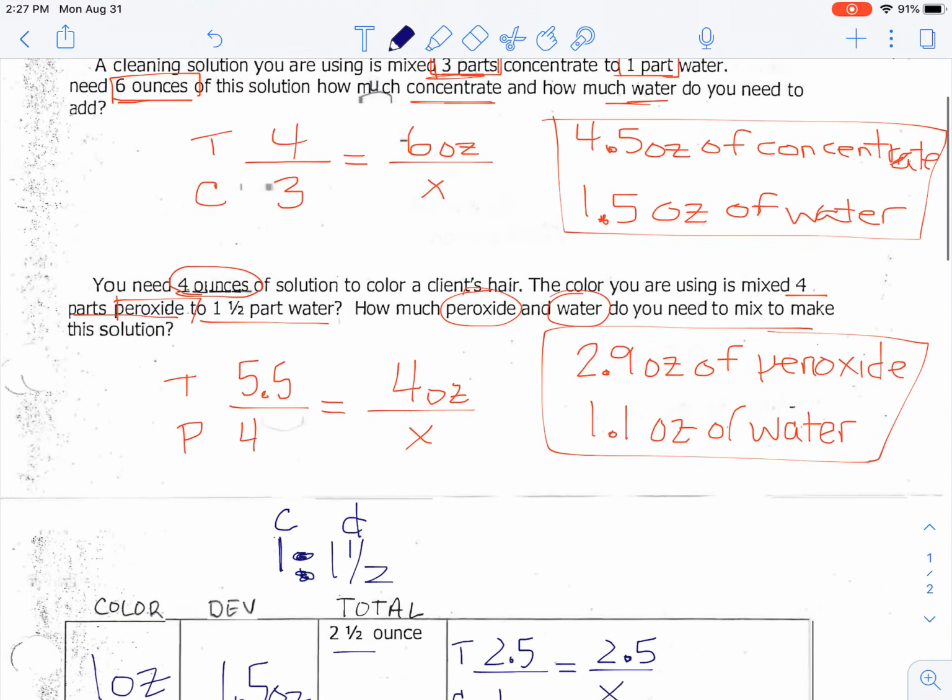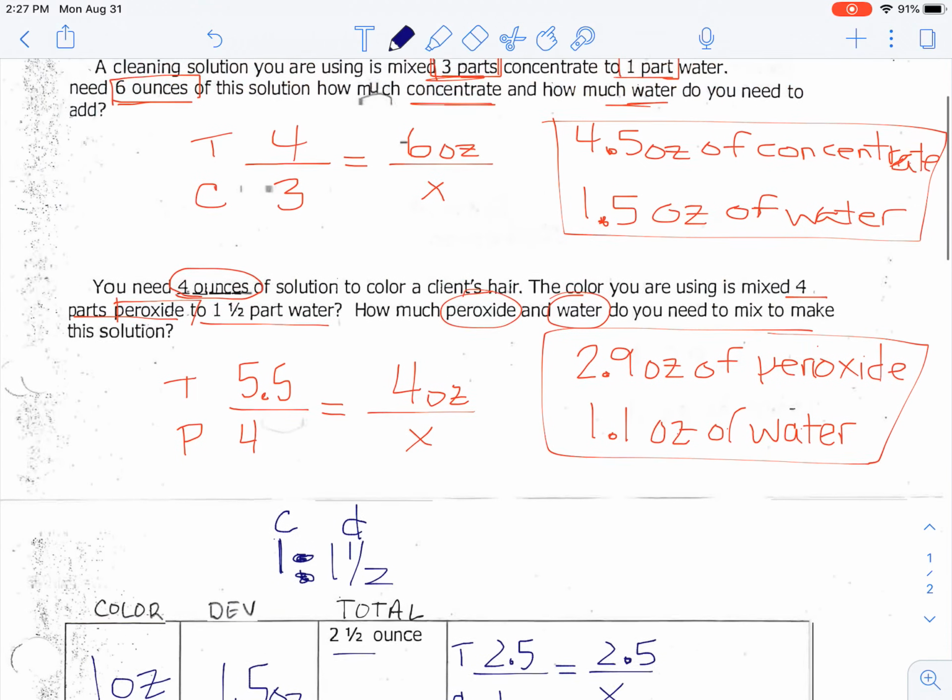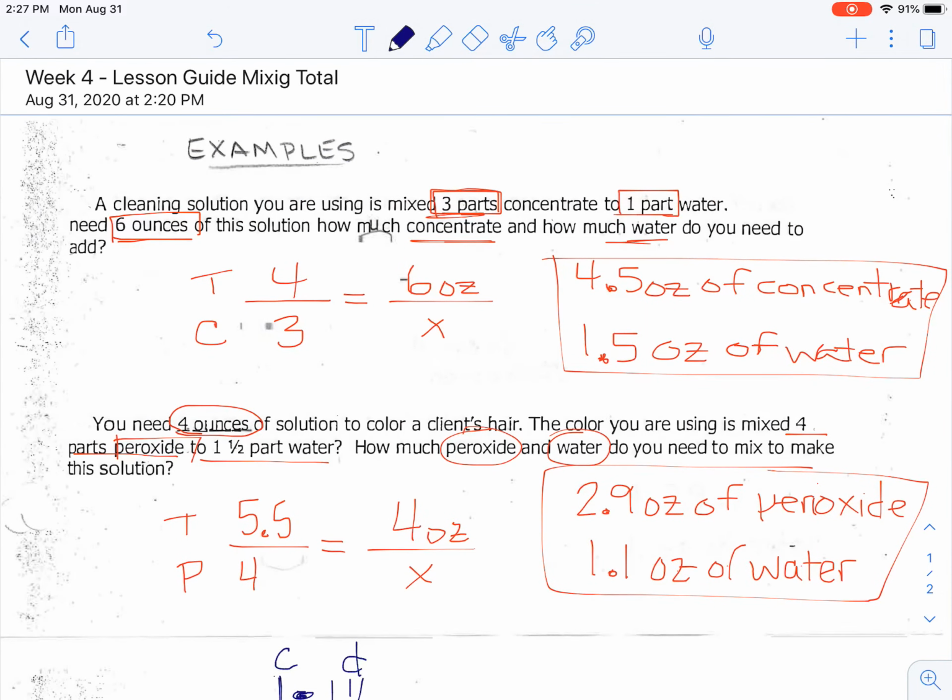All right, I'm going to go ahead and stop there. I hope these few examples will help you answer the questions on the Google quiz about mixing using the total amount. Remember, you know this is different because it'll ask you for 2 different answers. Please do your best to answer the questions on the Google quiz.